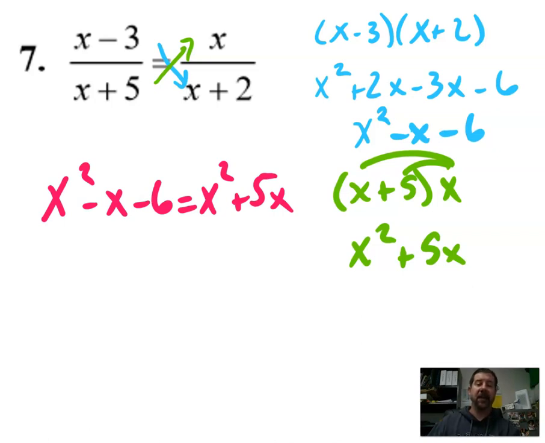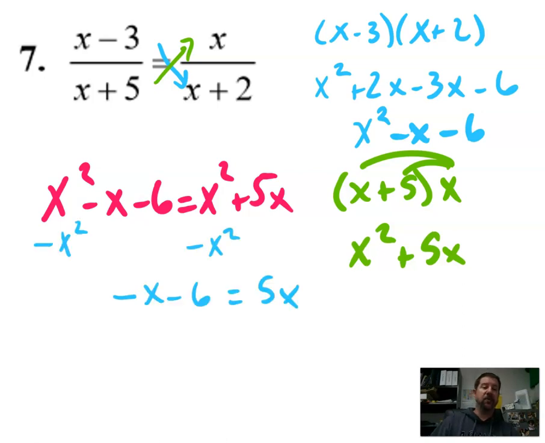Now, to solve this, we've got the x squared. So now this is a different type of equation. This is a quadratic equation. And to solve a quadratic equation, you need to set it equal to 0. The good news here is when I subtract x squared from both sides, they kill off, and we're back to a linear equation. That won't always happen. But now I'm going to go ahead and solve for x.